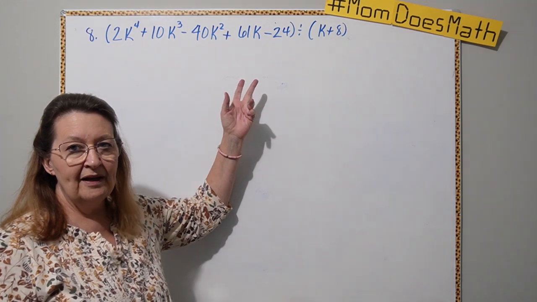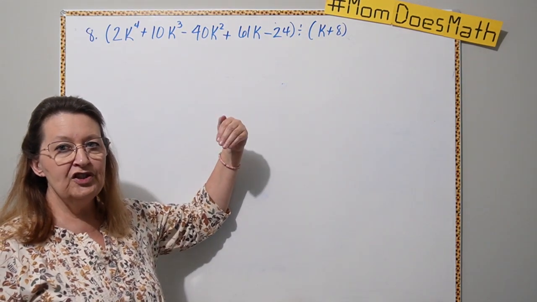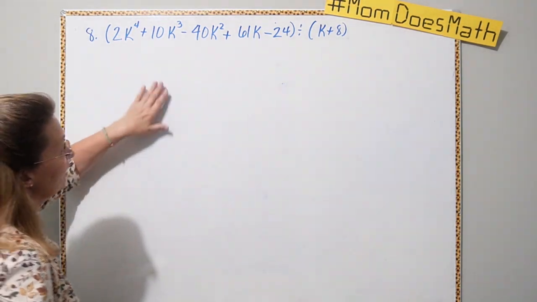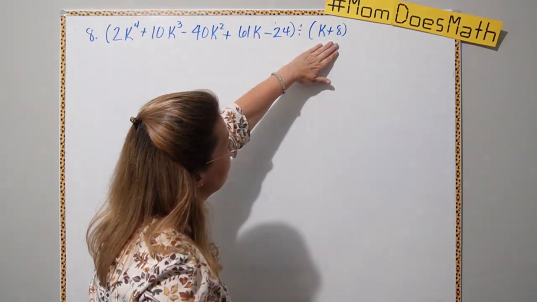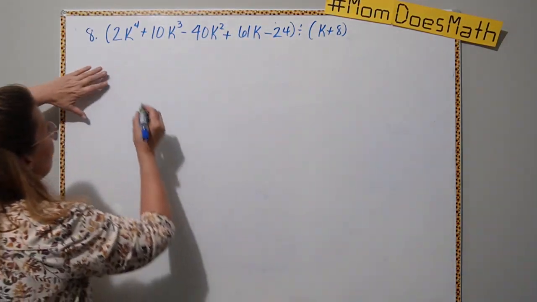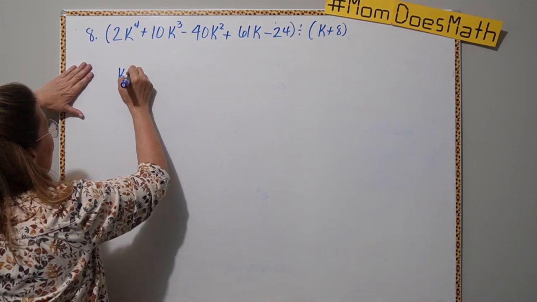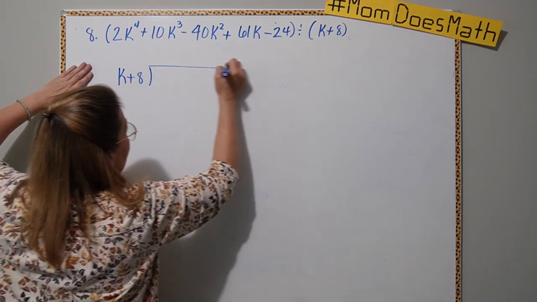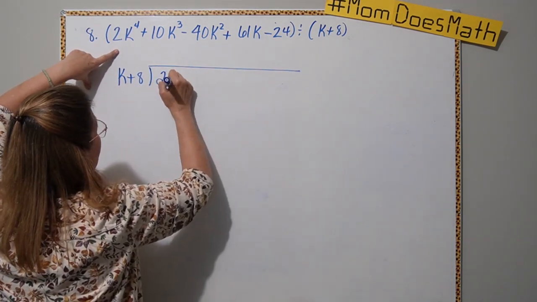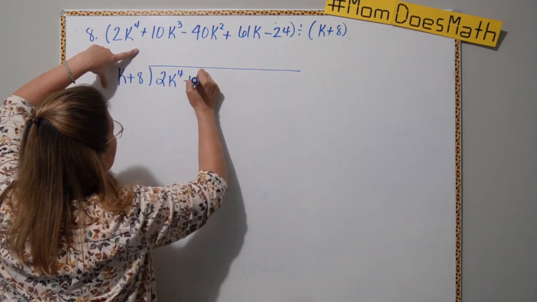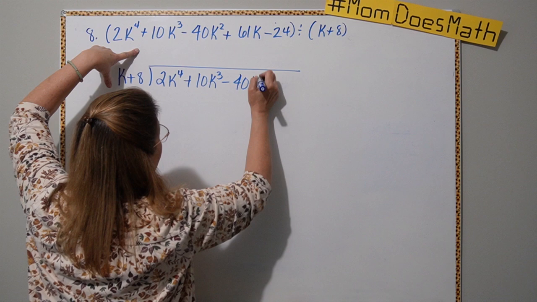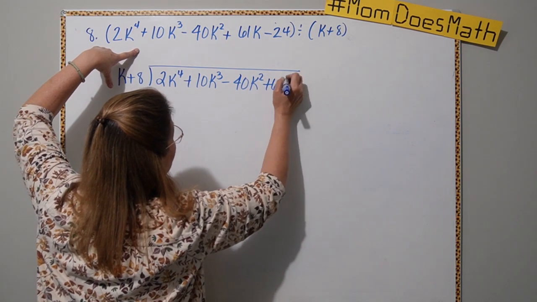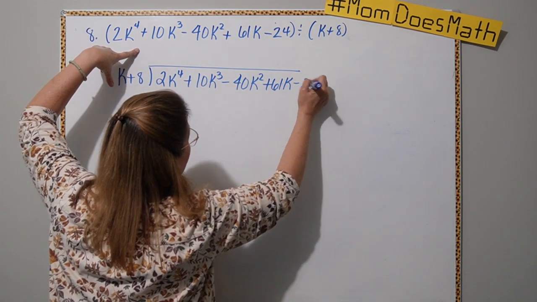Okay, on number 8, same thing. We're going to do polynomial long division and then synthetic division. So I see that I'm not missing any terms and I have no restrictions on my divisor for long division. So I'm just going to start off with k plus 8, and then I'm going to have 2k to the 4th plus 10k to the 3rd minus 40k squared plus 61k minus 24.